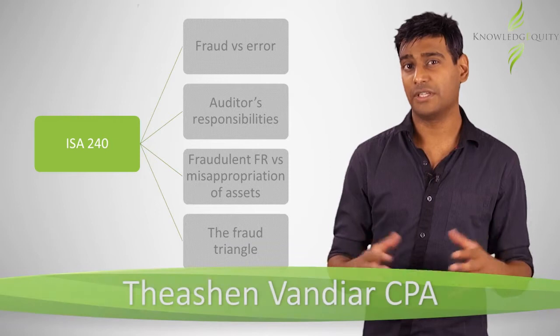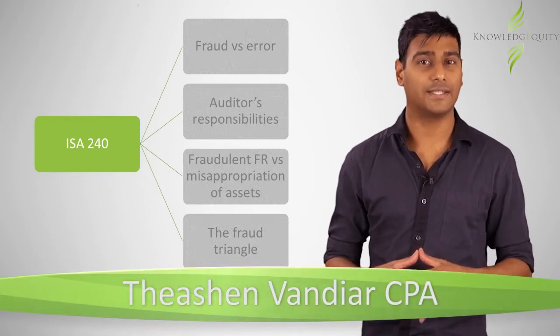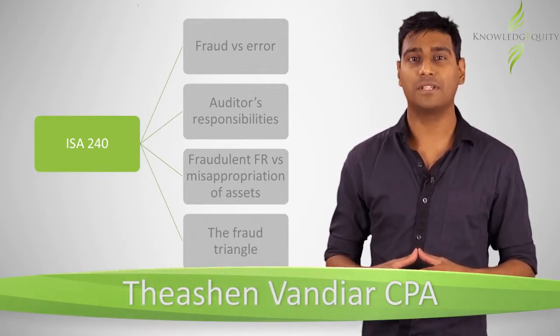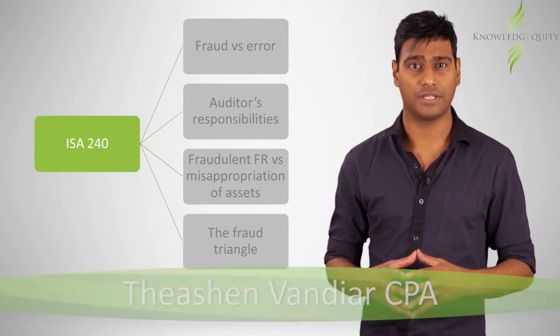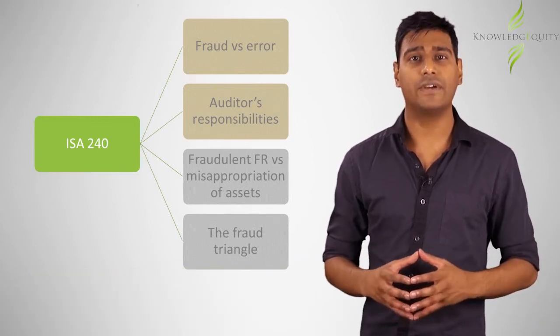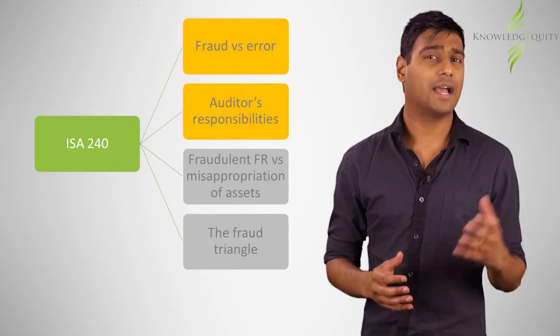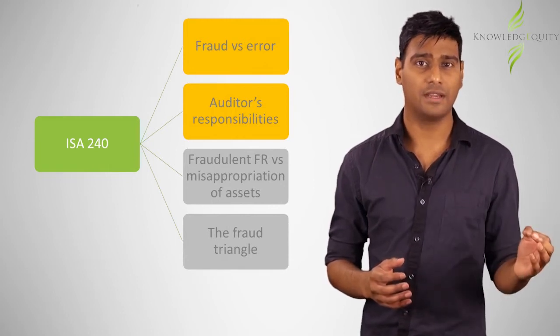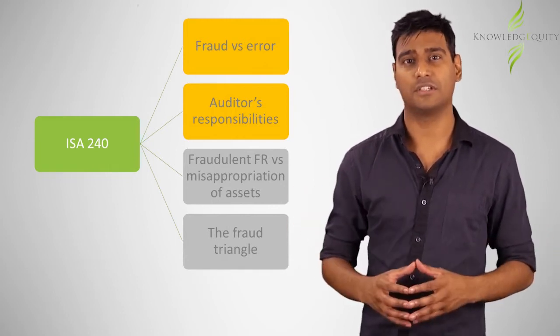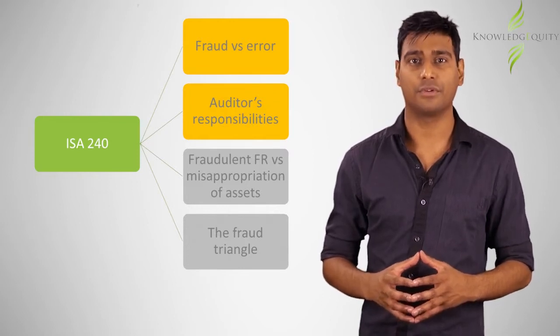The auditor's responsibility to consider fraud in an audit is covered in ISA 240. There are 4 key principles that we need to address in ISA 240. In this clip, we will look at the first 2 key topics. That is, understanding the difference between fraud and error and knowing what the auditor's responsibilities are in relation to fraud.